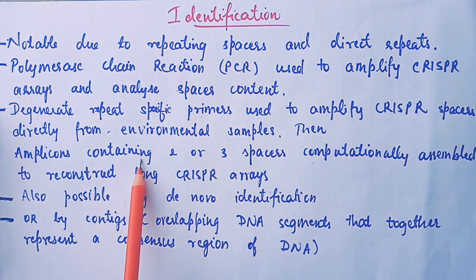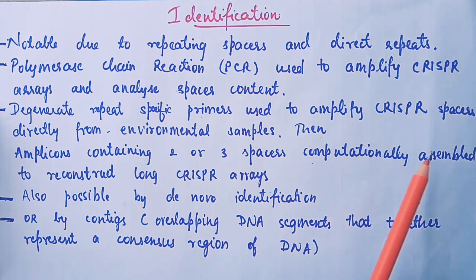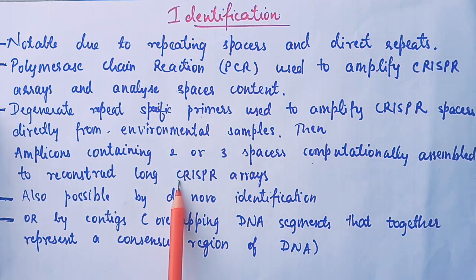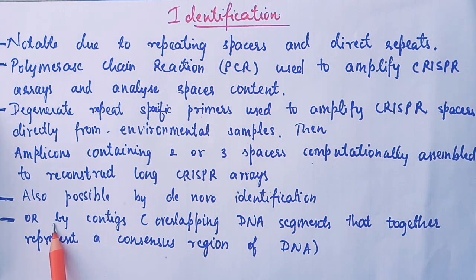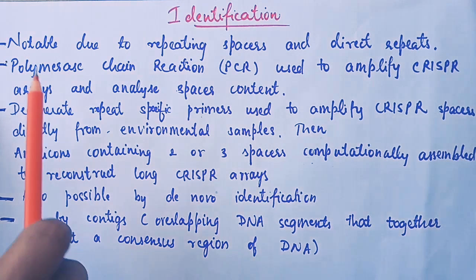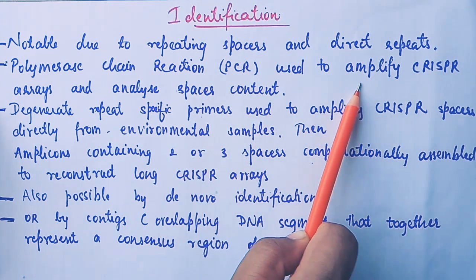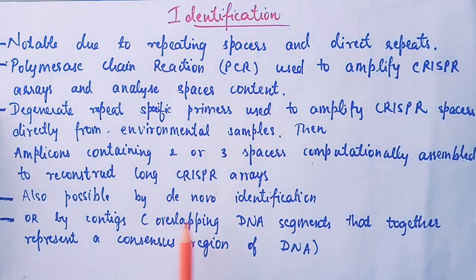Amplicons containing 2 or 3 spacers are computationally assembled to reconstruct the long CRISPR arrays. This is also possible by de novo identification or by the use of contigs. So what is a contig? It is the overlapping DNA segments that together represent a consensus region of the DNA. So these are the various methods on the basis of which we can isolate the specific CRISPR sequences. Most commonly, polymerase chain reaction is used to amplify the CRISPR arrays, or de novo identification.